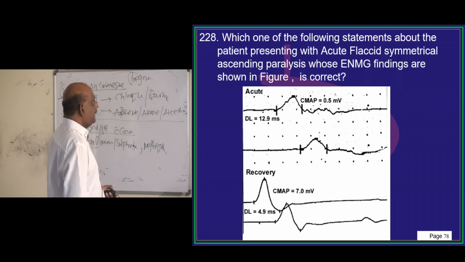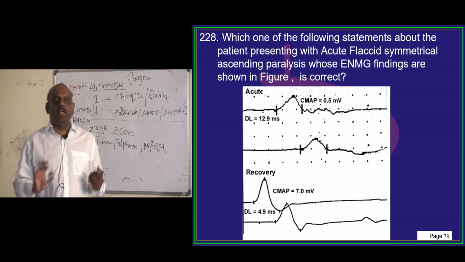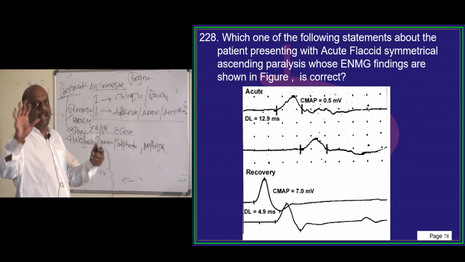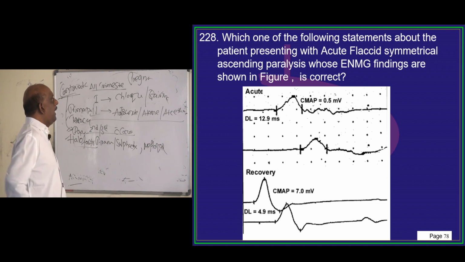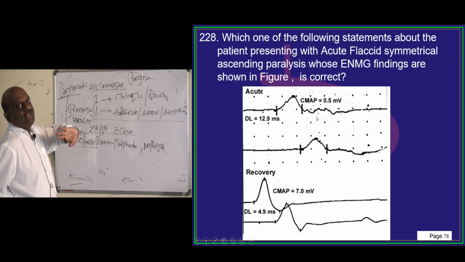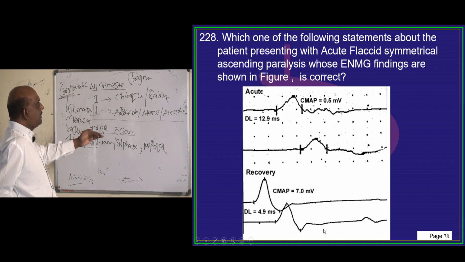So now doctor, a patient is presenting with an acute flaccid symmetrical ascending paralysis, and his ENMG findings with the CMAP values have been given in acute stage and during recovery.